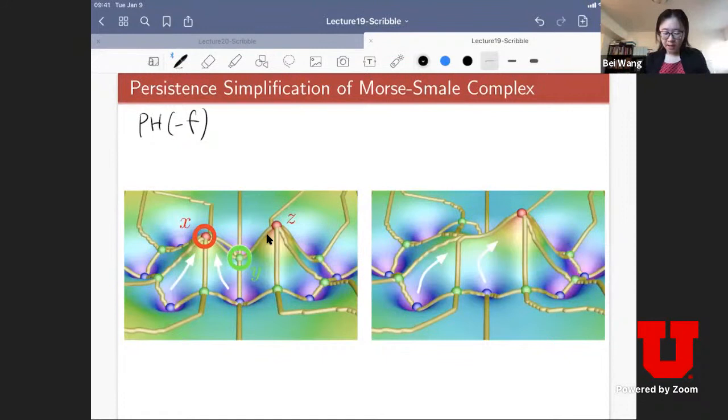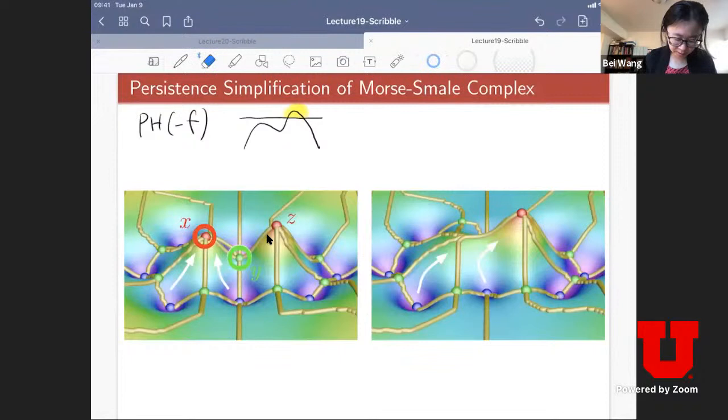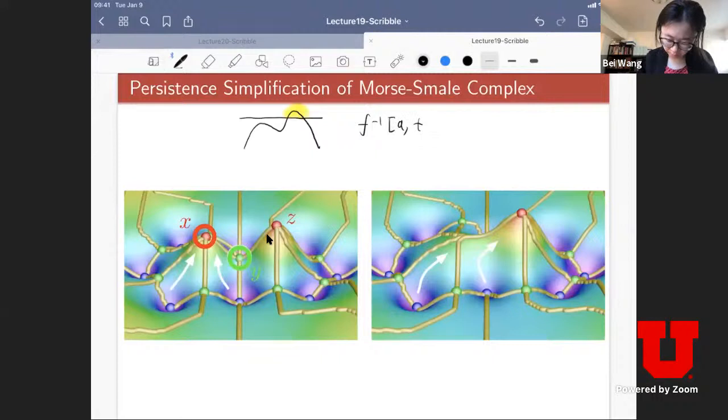Let me just draw it on the side. I'm always looking at the part of the domain that is above a certain threshold. This is called the super-level set. So persistent homology of minus f, but in some sense, I'm building a filtration based on the super level set. So I am looking at f inverse of a to infinity. This is just a different way to build a filtration. I can build a filtration by decreasing my a from positive infinity. At this level, I have one component in my super level set. At this next level, I have two components. And at the next level, those components merge into one another.